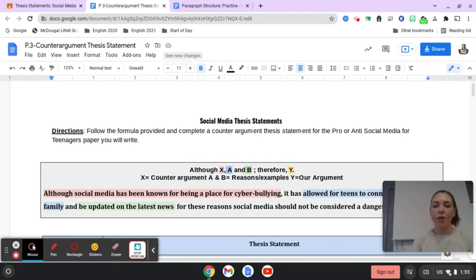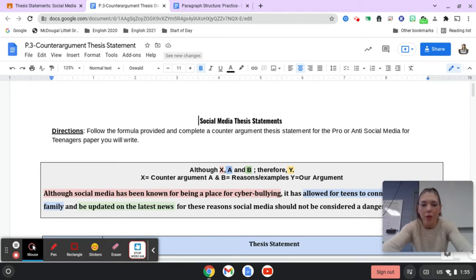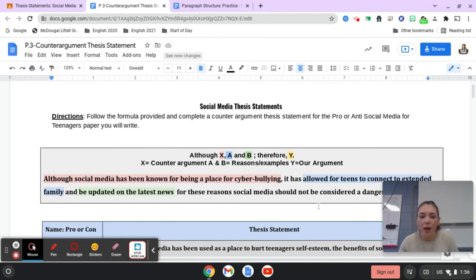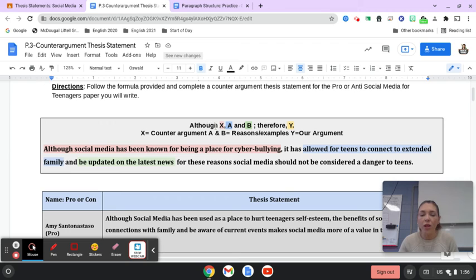That's the normal layout of a 5-paragraph essay. So we started off with counter-argument thesis statements. And what we do is we address the other person. We're saying that, yes, we hear your side with the counter-argument. However, because of this reason and this reason, we are right about our idea of social media being either a danger or not a danger. And keeping in mind, our big question that we're answering with our paper is whether or not social media is a danger to teenagers.